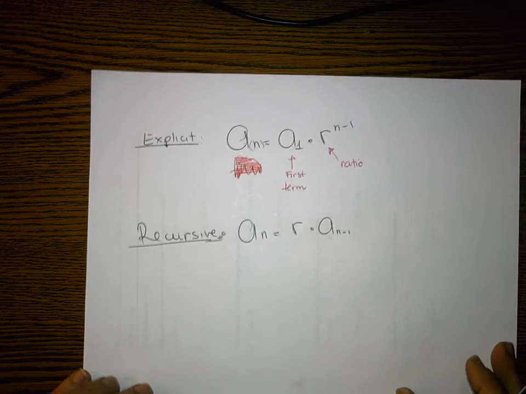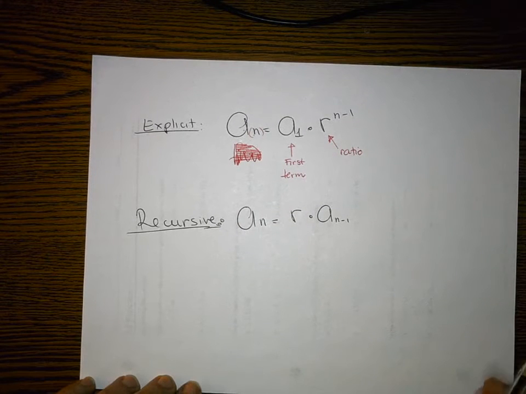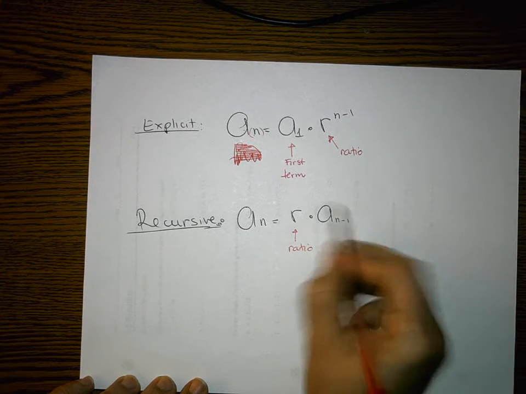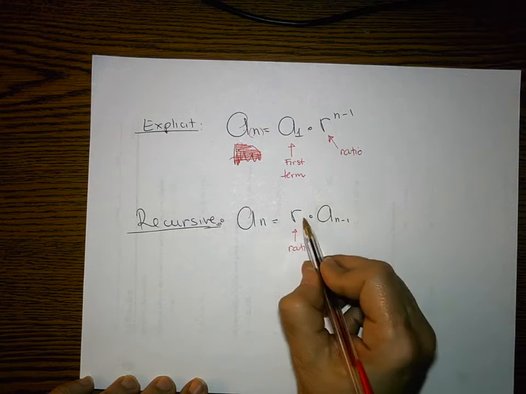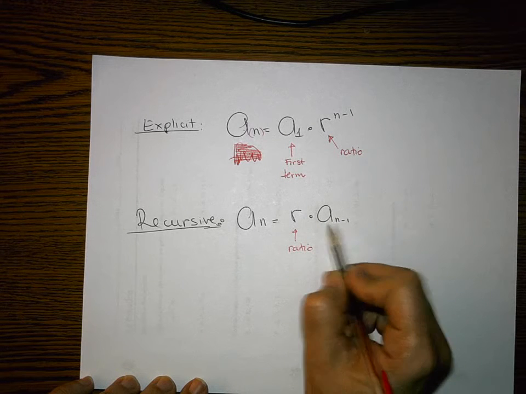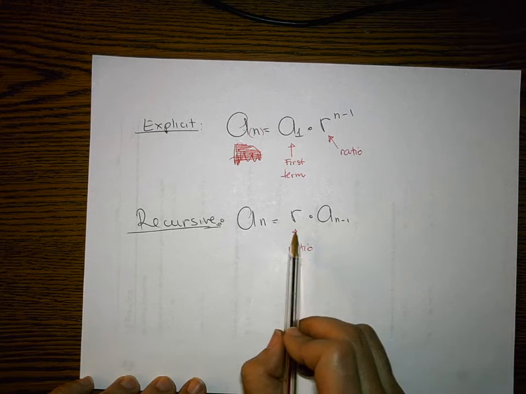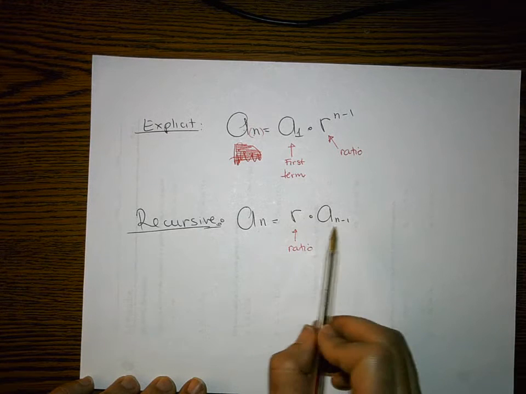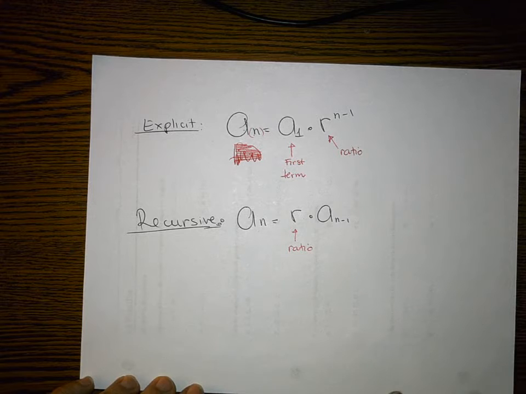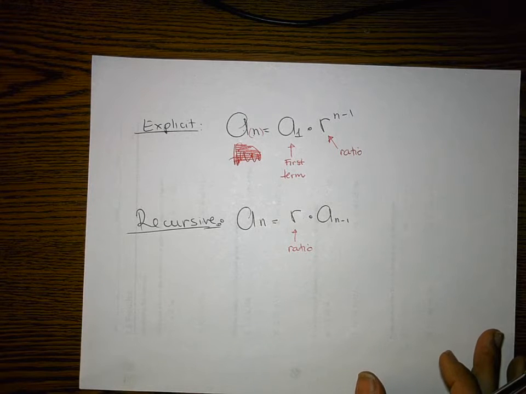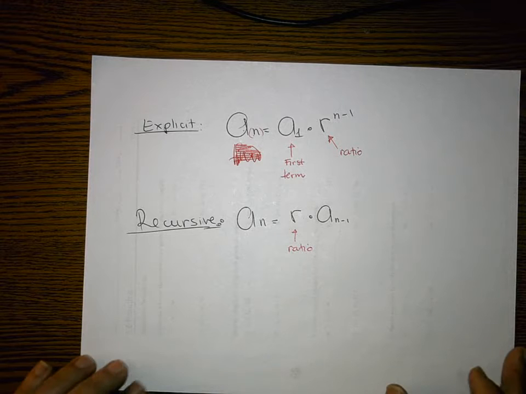Then we have the recursive formula. In the recursive formula, we have a of n, like f of x, just a function, equals the ratio times the previous term, a of n minus 1. So I can always find one term if you give me the ratio and a previous term. These are kind of complicated. We go a lot more in depth in Math 3, and we use that in statistics.